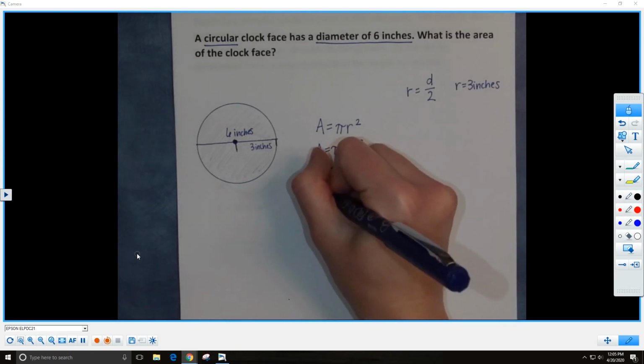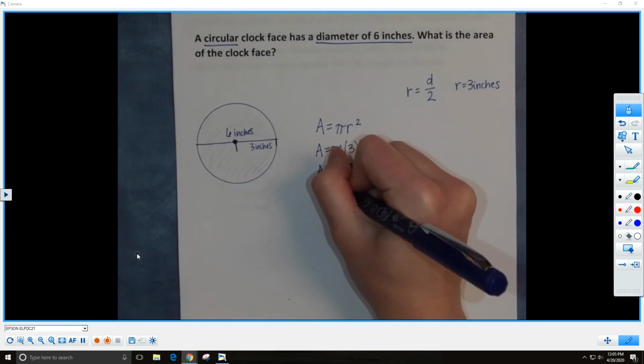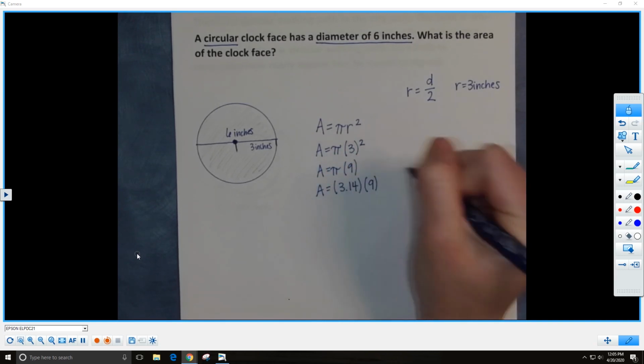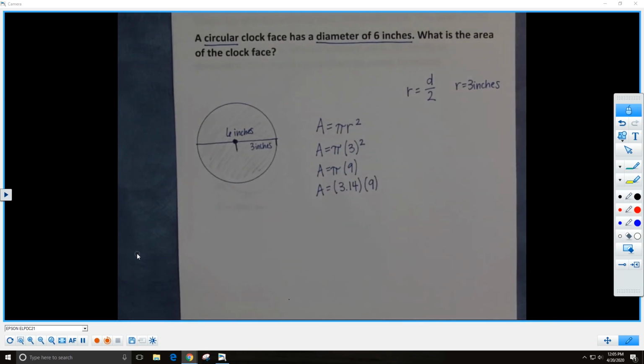We're still using 3.14 as an approximation for pi. And so what's our last step to calculate the area? We're going to multiply these two numbers together. So go ahead and use your calculator if you'd like to, or work that out. I'll pause for just a second and then we can check our answers.